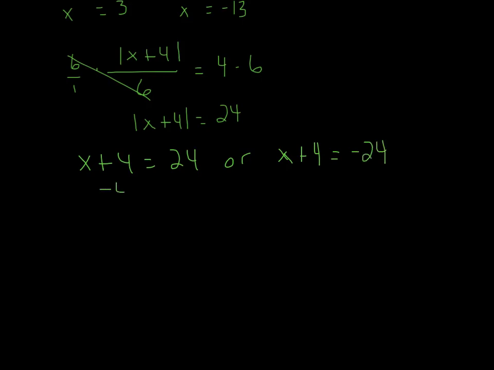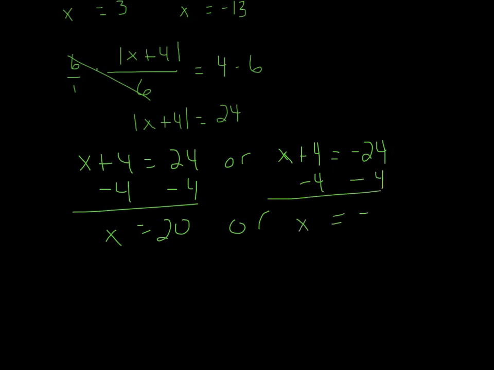So you solve by subtracting 4, x equals 20, or subtract 4, x equals negative 28. Alright, so hopefully that took care of it all. If you don't understand anything, feel free to go back as often as you need, check different problems out, or you can just ask me when you get to class.